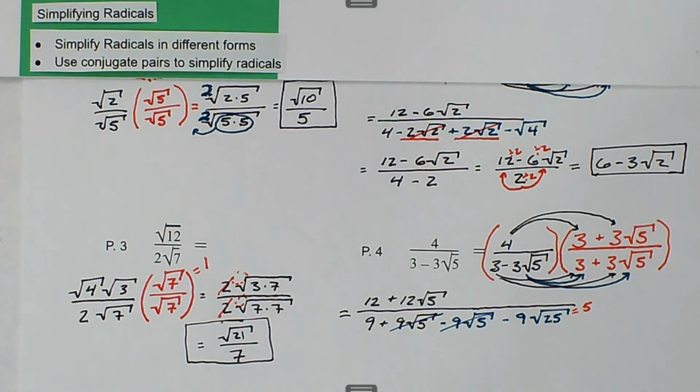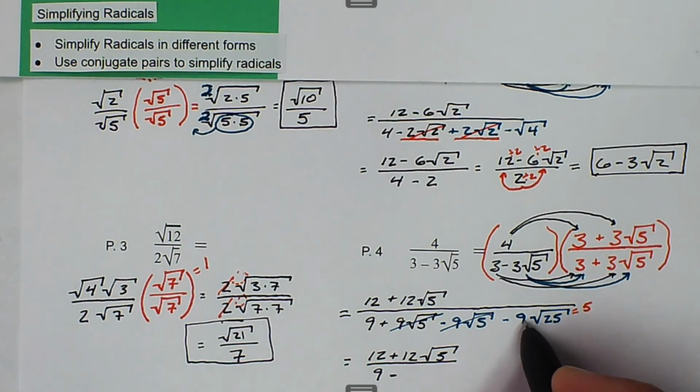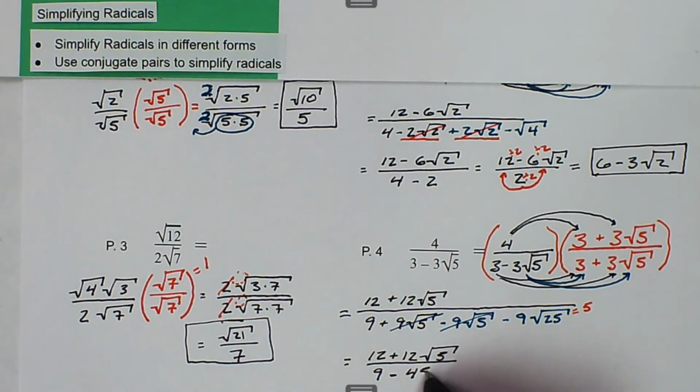So we can start reducing this a little bit. So here we have, in the numerator, 12 plus 12 square root of 5. Then we have 9, and then minus 9 times 5, which is 45. And we can reduce this a little further. 9 minus 45 is 36. So we get 12 plus 12 square root of 5 divided by negative 36.